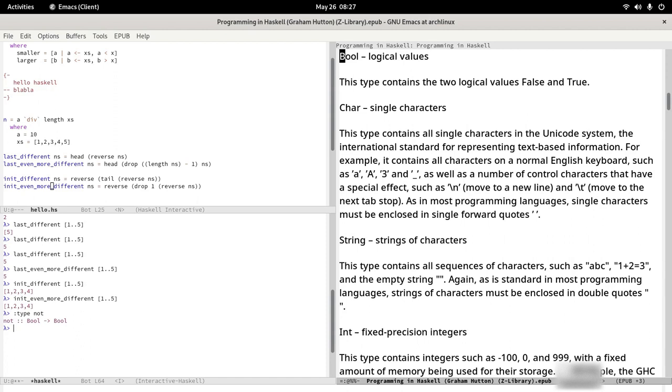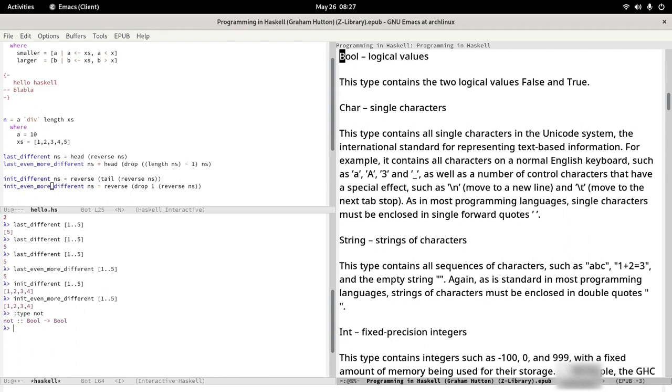This type contains all single characters in the Unicode system, the international standard for representing text-based information. For example, it contains all characters on a normal English keyboard, such as 'a', '3', and '_', as well as a number of control characters that have a special effect, such as newline and tab. As in most programming languages, single characters must be enclosed in single forward quotes.